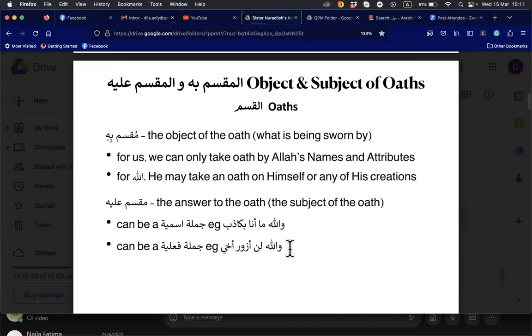Maybe this one is a bit more difficult than this. Wallahi lan azwara akhi. Okay, close. So, lan is what kind of harf? Harf nasb. Nasb, right? So this must be what kind of fi'il? It should be mansub. It should be mudari. Yes, mudari.